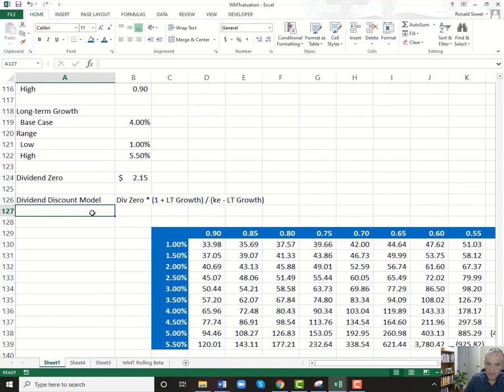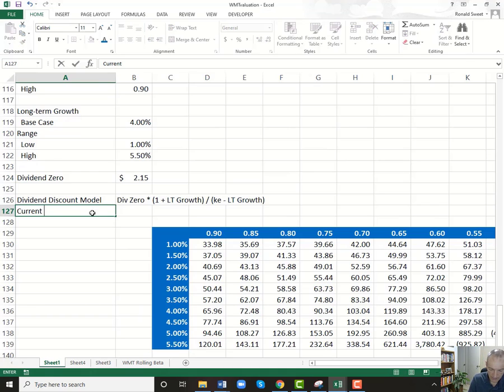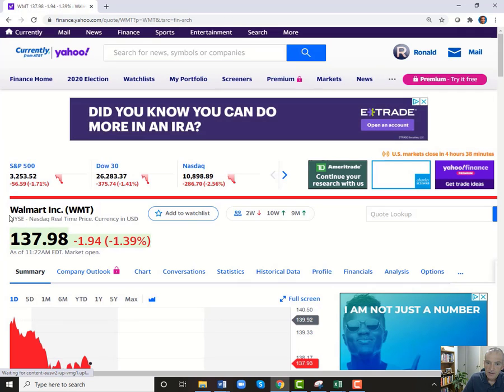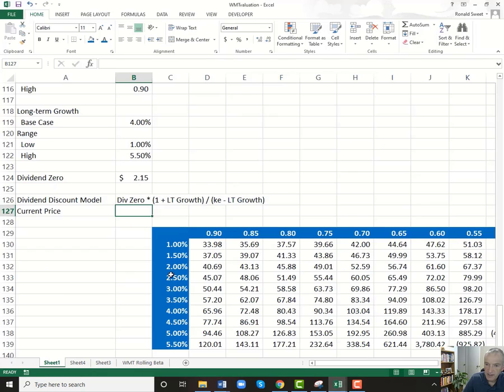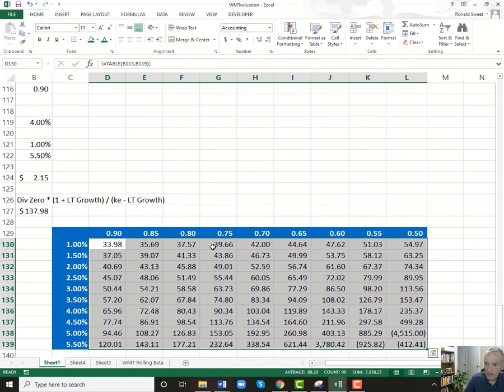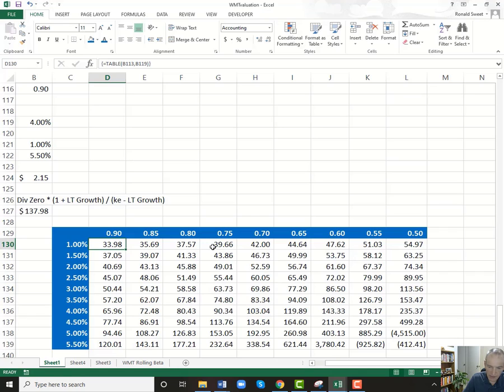Now what do we want to do? Well, let's go get the current price for Walmart. And so we can see the current price of Walmart is $137.98. So we'll put the current price in there. And so now what do you want to do? Well, here's our valuations. So there's a few things we want to do here.